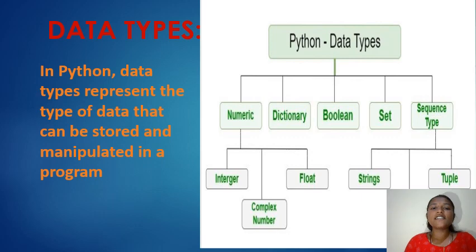Let us discuss the data types. In Python, data types represent the type of data that can be stored and manipulated in the program. In Python, data types are classified into 5 types: numeric, dictionary, boolean, set and sequence type. Numeric is classified into 3 types: integer, complex and float. And sequence type is also classified into 3 types: string, list and tuple.